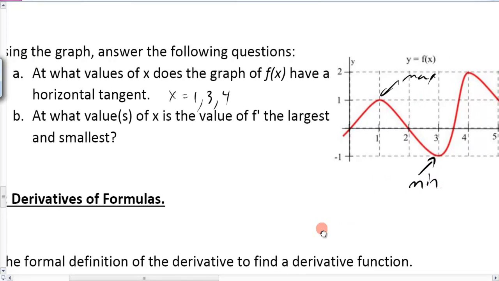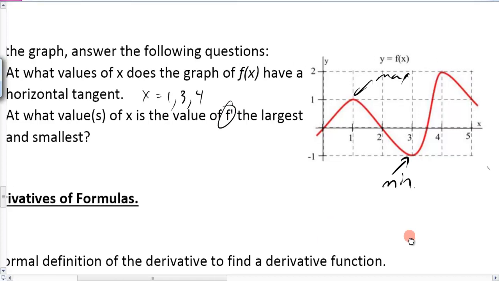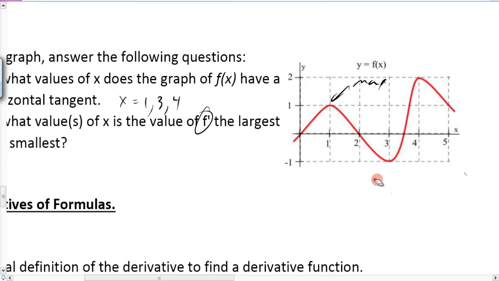And then, at what value of x is the value of f prime the largest and smallest? So they want to say, what is the largest and smallest derivative? Now that's a really good question. That's what you should be looking at, because what would you be looking for in the position graph? What would you be trying to see for the largest and smallest f prime values? So the largest value would mean a large slope. Large slope means it's really steep.